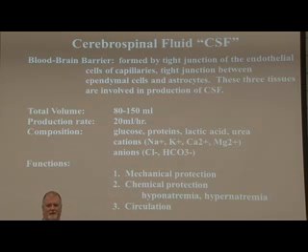Why would calcium be important? It's required for the release of neurotransmitters at synapses, right? Because an influx of calcium is what triggers the release of neurotransmitters. So those three definitely make sense.